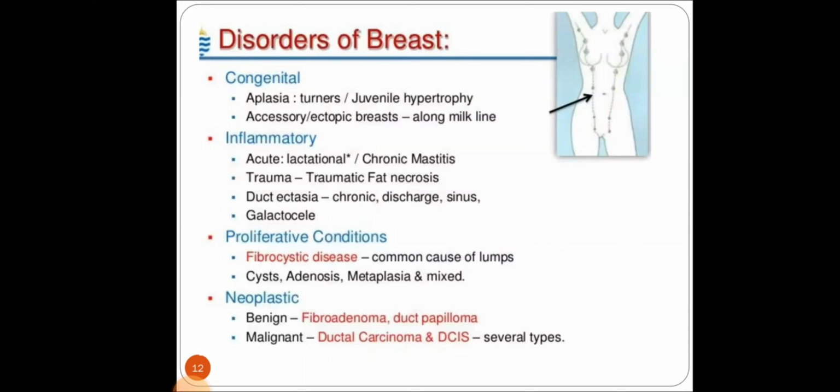Now we will move on to the disorders of the breast. Disorders of the breast are mainly divided into congenital, inflammatory, proliferative conditions, neoplastic, and others. As per the syllabus, not all kinds of disorders are included, and of that, the main ones we will be discussing today. Each and every point is not told in the syllabus either. First thing is the congenital anomalies of the breast.